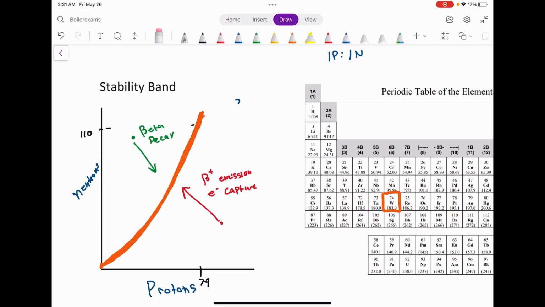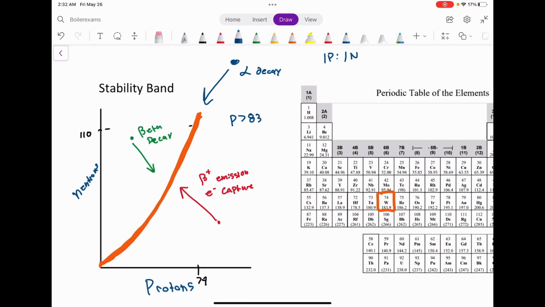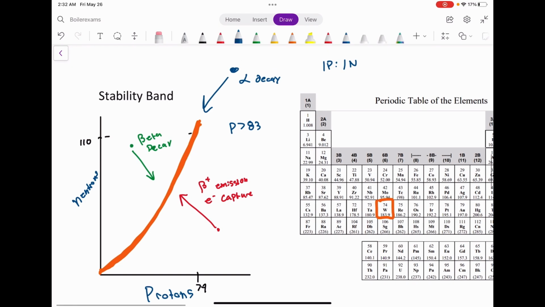If we are too heavy, any element that has greater than 83 protons, which means we're up anywhere in this region, we're going to approach the line from the top left using alpha decay. Because we're too big. We have too many protons, and it's an unstable nucleus just because we have too many protons, and we're going to approach that line. Okay. So this is a good means to predict which type of decay, or nuclear reaction, you're going to undergo.